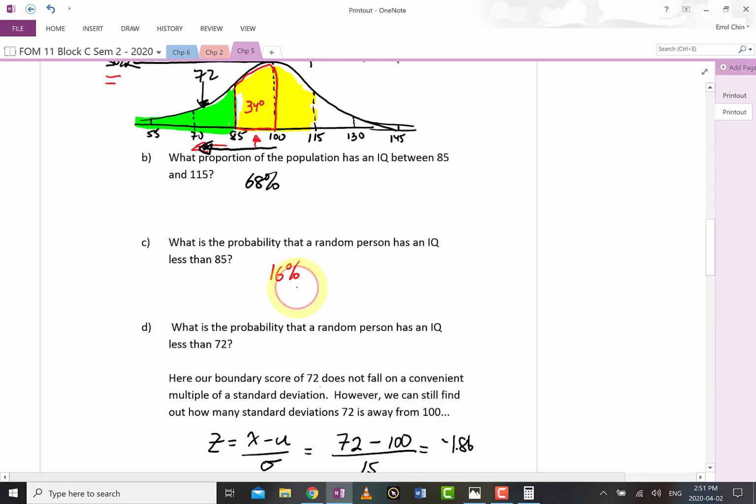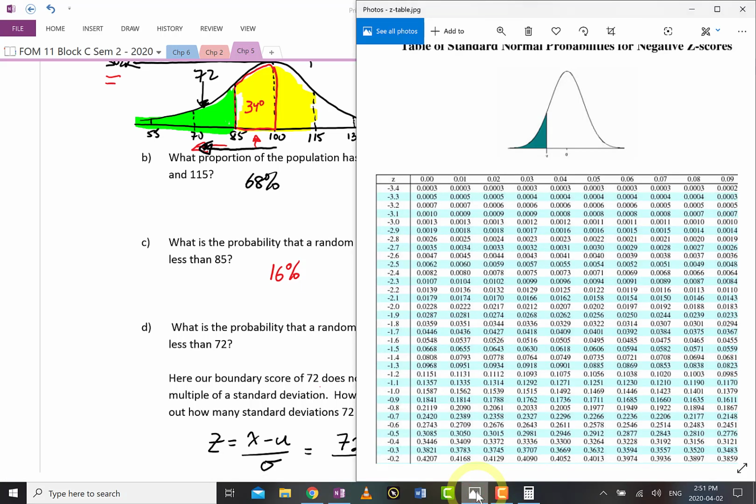So let's take a look. We have negative 1.86. Where can I find that on my table? Well, I would look for negative 1.8. So I'm going to go down, down, down, down. Oh, there's negative 1.8 right there where my cursor is. How would I find negative 1.86?